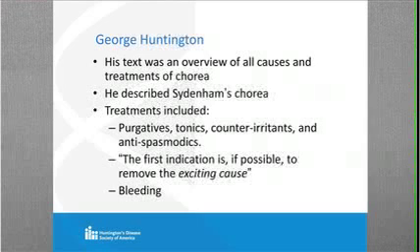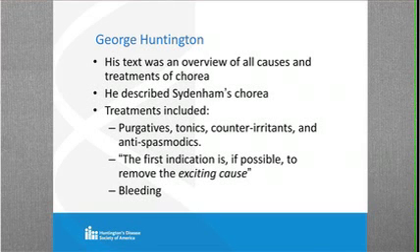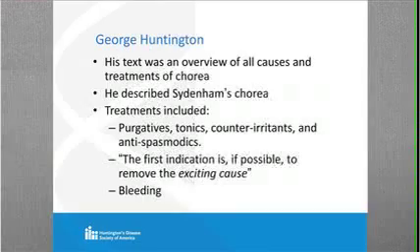His text was an overview of all causes and treatments of chorea, and in it he described Sydenham's chorea. He described some of the treatments including purgatives, tonics, counterirritants, and antispasmodics. The first indication, this is a quote from the manuscript, "the first indication is, if possible, to remove the exciting cause." So he was into root cause analysis even back in the late 1800s. And of course, he promoted bleeding.